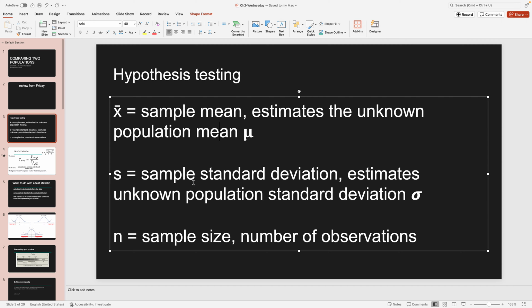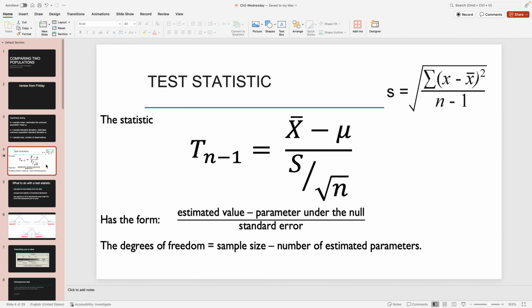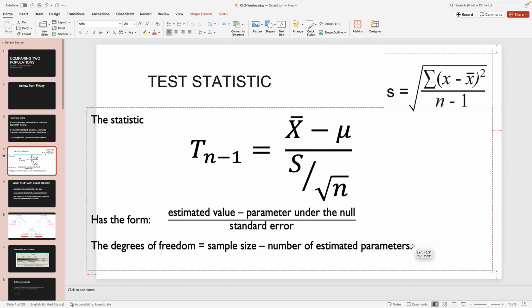On the next slide, we're going to use S to denote the standard deviation, and n is the sample size, or the number of observations. So in Chapter 5, we perform this hypothesis test. And when we do a hypothesis test, we need a test statistic. The test statistic we use is this t statistic. This n-1 is called the degrees of freedom, and that's given right here at the bottom.